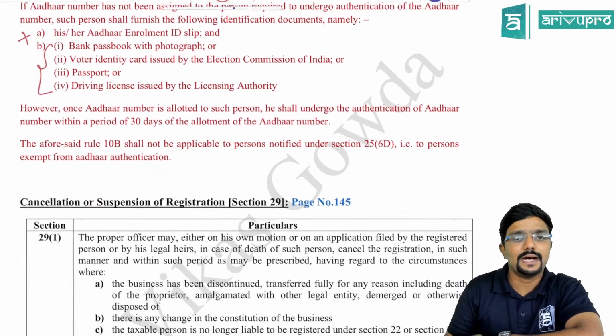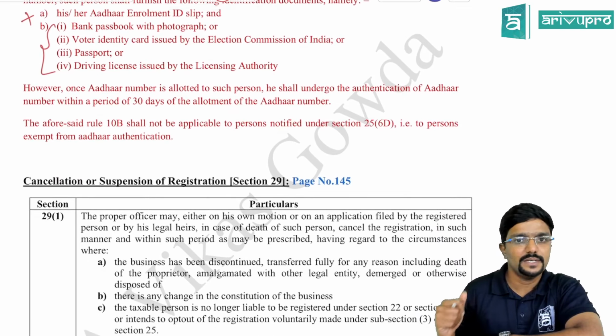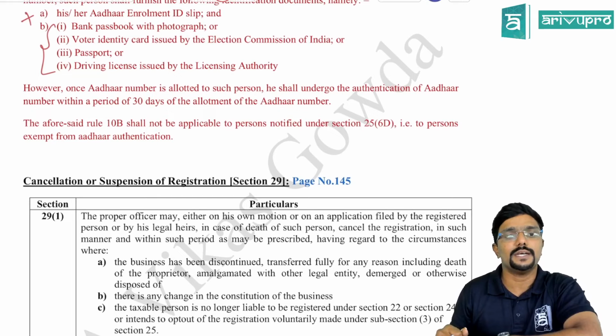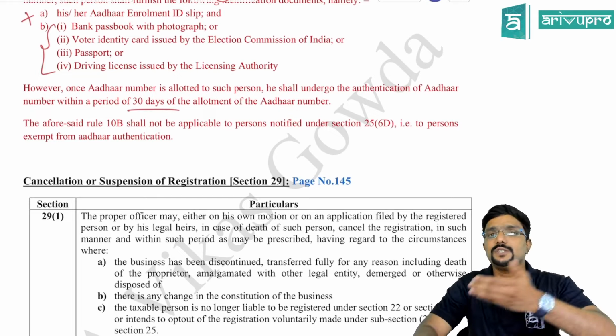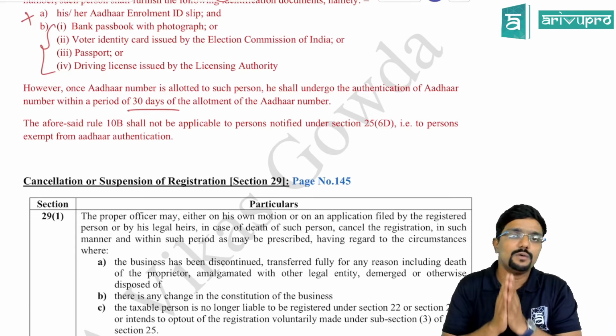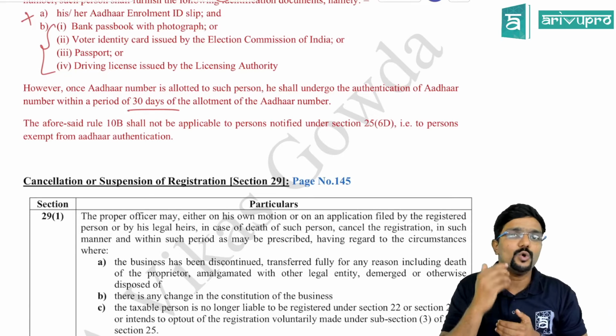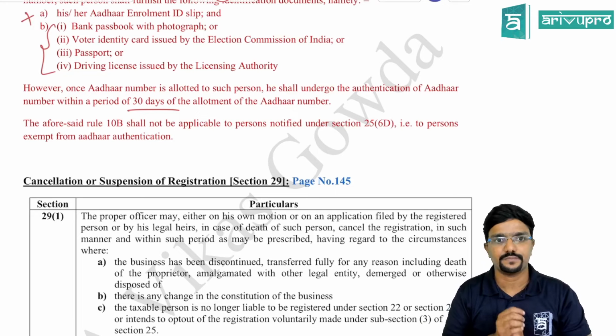However, once Aadhaar number is allotted to such person, he shall undergo the authentication of Aadhaar number within a period of 30 days of allotment of Aadhaar number. Means once you receive your Aadhaar number, you have to authenticate your Aadhaar. Means you have to quote your Aadhaar number within 30 days.